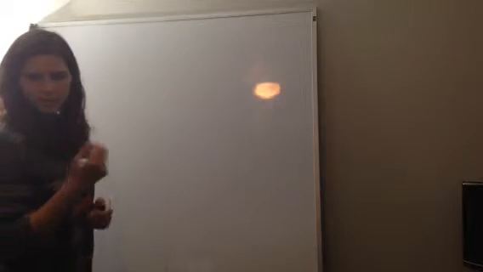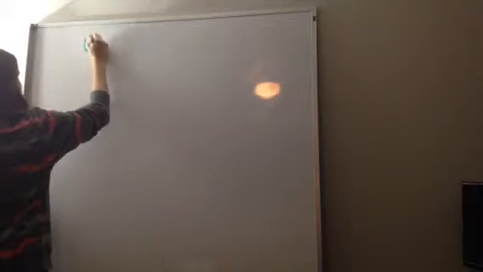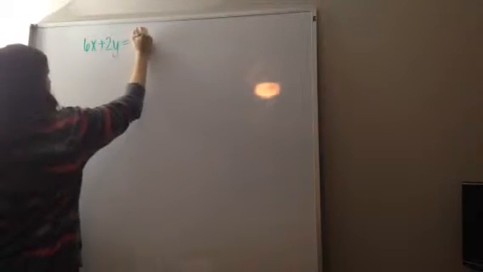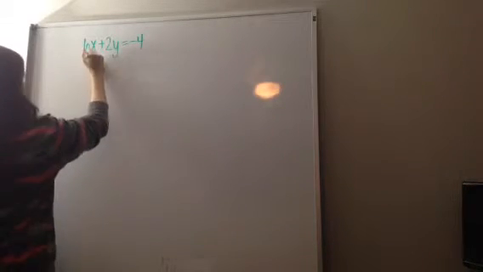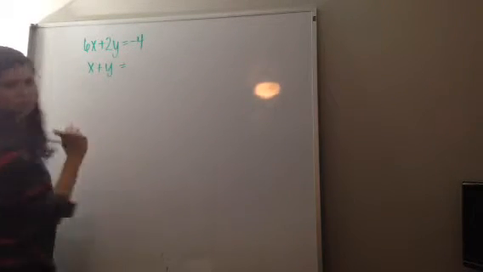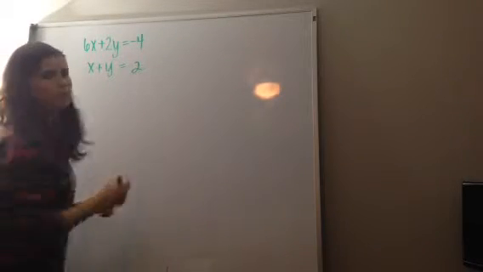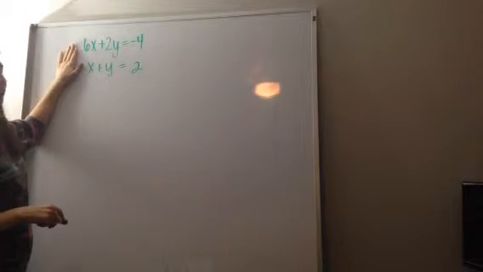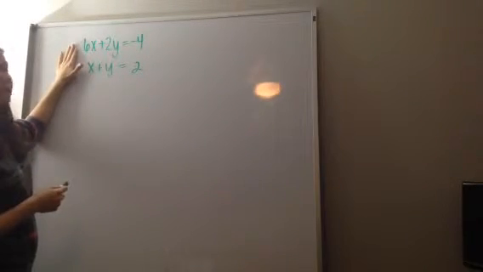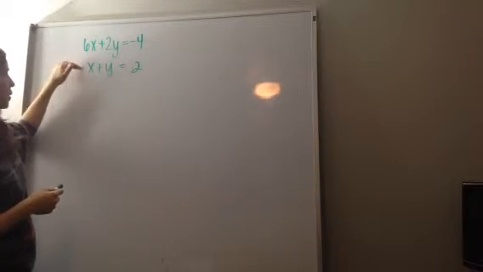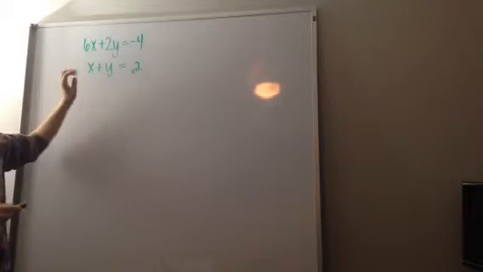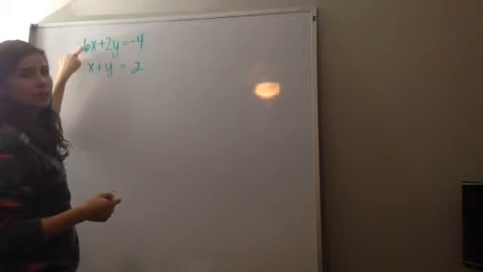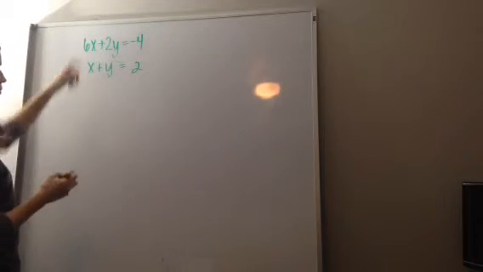So let's say that we have 6x plus 2y equals -4, and x plus y equals 2. Sorry, I wrote these ones down before. Okay, so for this one, we're going to have to graph it. And in order to graph it, it has to be y equals mx plus b, meaning y has to be alone, which is not the case on either of these. So let's work with this one first, and let's move it into slope-intercept form.